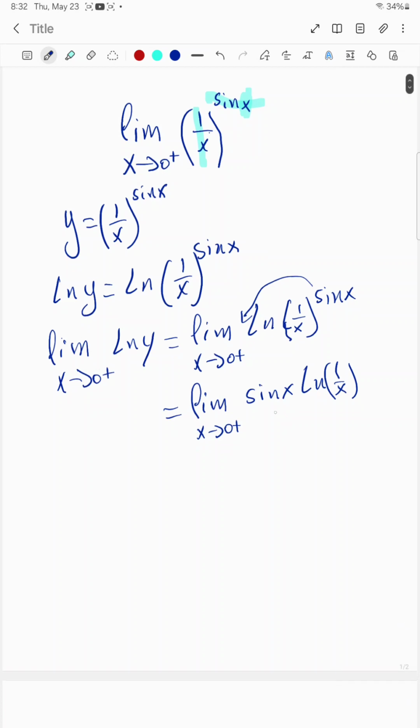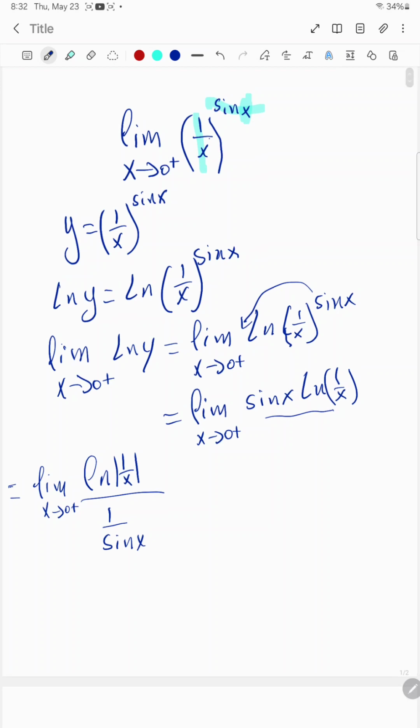So I will try to use L'Hopital's rule, but to use it, I need a numerator and a denominator. Let's see if I can split this into a numerator and denominator, which is very easy to do. I say this is equal to ln of 1 over x divided by 1 divided by sine x. But I forgot to put the limit here. Limit when x goes to 0 plus.